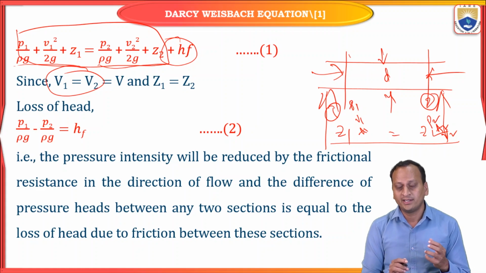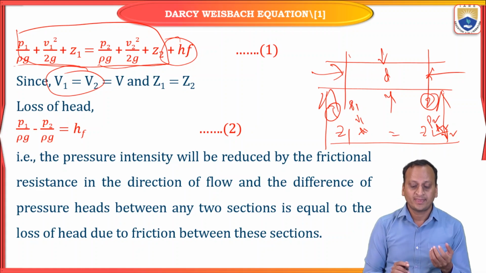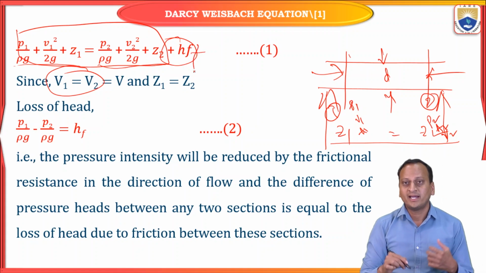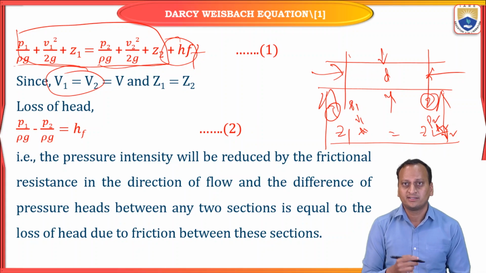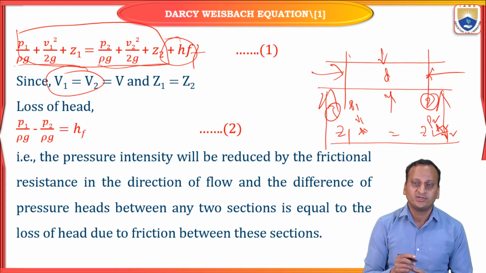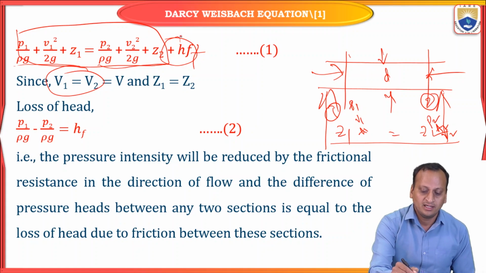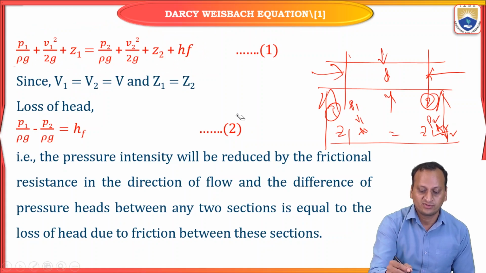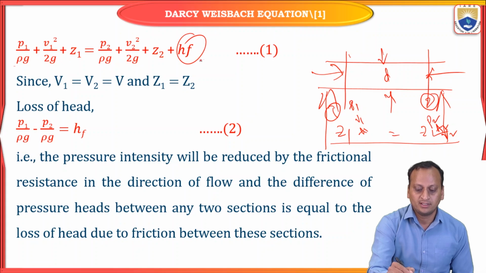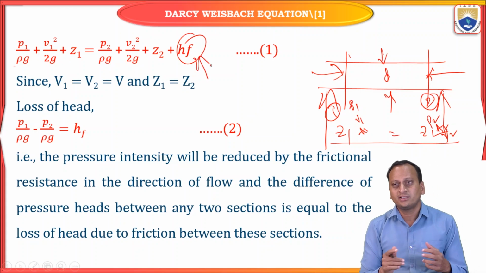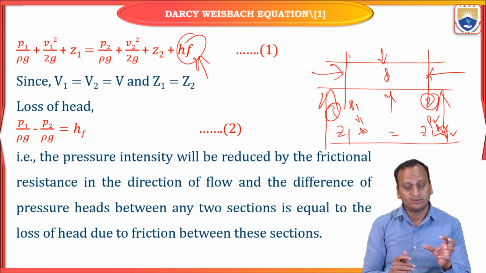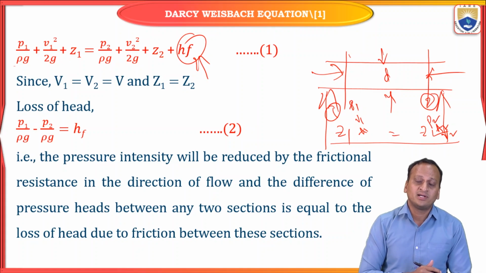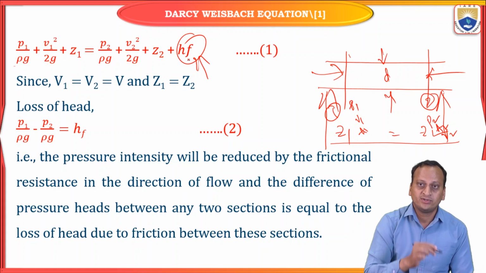The losses may include the major energy loss and minor energy loss. Hf indicates the major energy loss. Minor energy losses also can be added, but here the purpose is to derive the loss of head due to friction, the major energy loss. This is the main parameter we are going to determine. So by utilizing Bernoulli's equation for a real fluid in a real case, we are going to derive the loss of head due to friction.